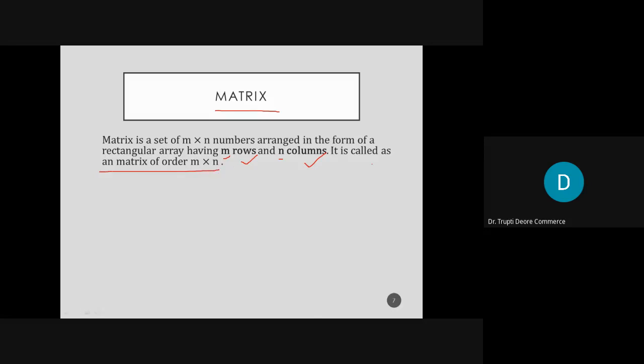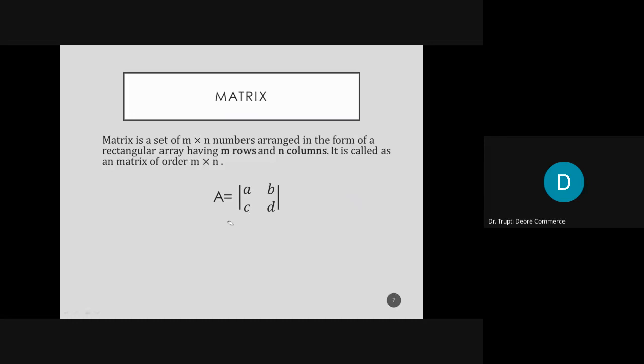So whenever the question is asked, what is the order of a matrix? For the order of a matrix, you have to write m by n. That is, first you have to take the number of rows and then the number of columns. Let's see the example. Matrix A is equal to a, b, c, d, right? So it is the format of a matrix.